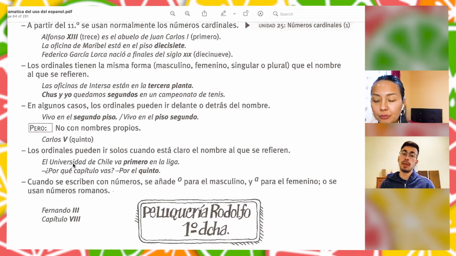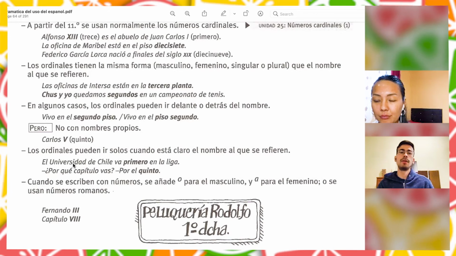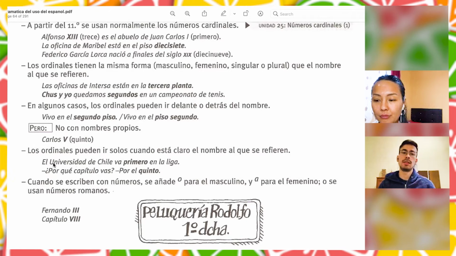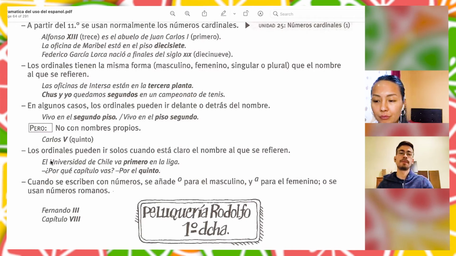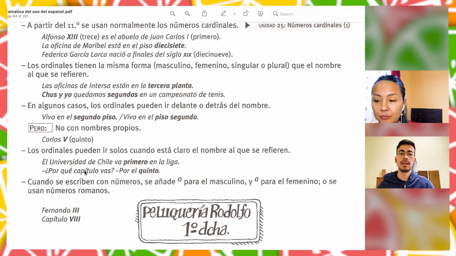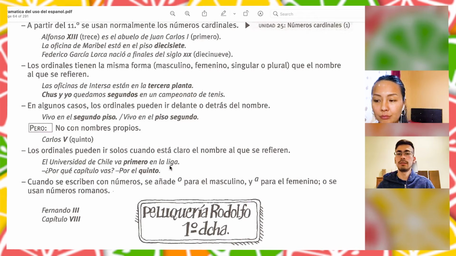Yeah, team. But I would think that it is la Universidad de Chile va primero en la liga. Okay, if we say la Universidad de Chile, it's more like the institute. And if it's el, it means the team. El Universidad de Chile va primero en la liga. This is the team, Universidad de Chile, is first in the league.